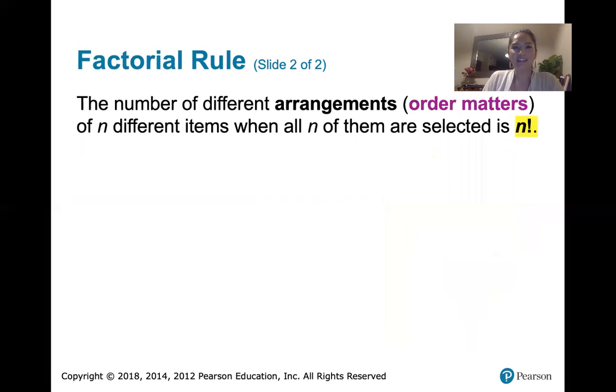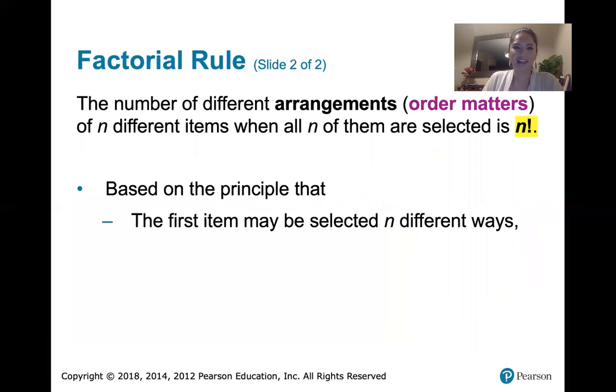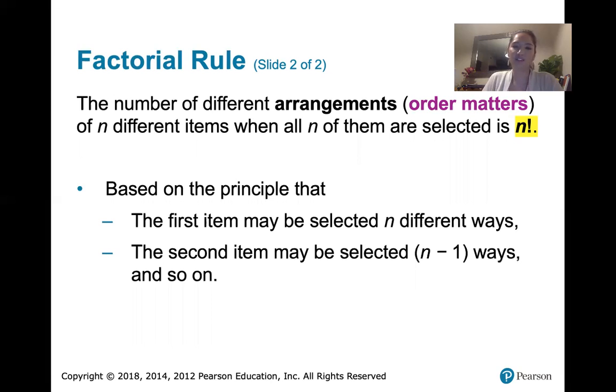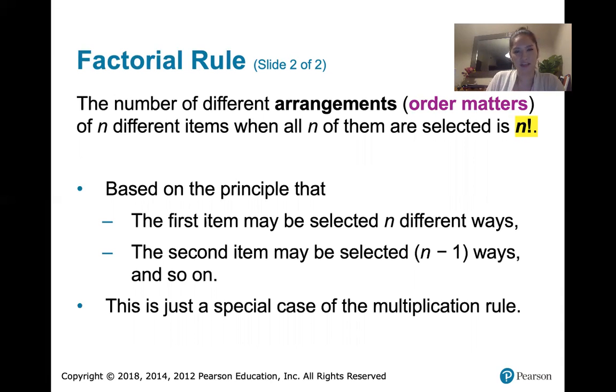Here's another example. It's a classic. Before I get to that, this is just me outlining what I just said. The factorial rule is based on the principle that the first item may be selected n ways. So if you've got n of them, you've got n possibilities for that first item. And then if you've already taken one away, there are n minus 1 possibilities for the second item and n minus 2 possibilities for the third item. And then because of the multiplication rule, you just multiply all those together. Well, that's the definition of factorial. So this is really just a special case of the multiplication rule.